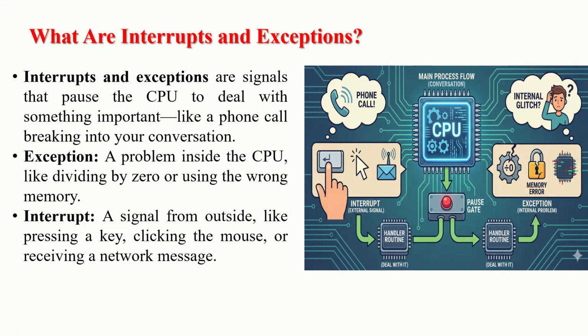An interrupt comes from outside the CPU. For example, keyboard press, mouse clicks, network messages, timer ticks. An exception happens inside the CPU itself. For example, dividing by zero, accessing wrong memory area, or if at all there is an invalid instruction given. Both of these situations pause the CPU for a short time so that the problem or request is handled correctly.